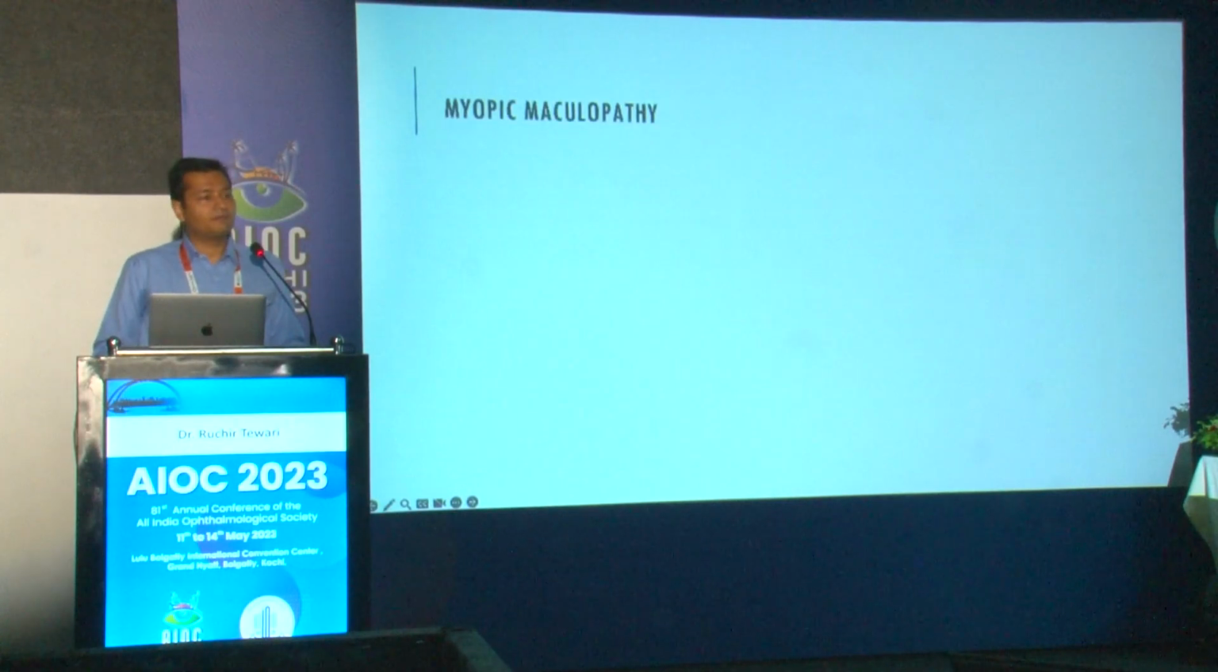So what is myopic maculopathy? Again, myopic maculopathy is a recent terminology. It is based on the concept that the retinal changes in myopia happen because of the atrophy of the choroid. So basically, it's the choroid that is changing, which leads to all the visual changes in myopia.